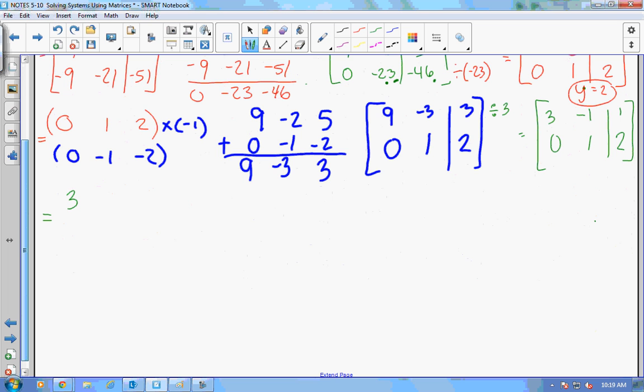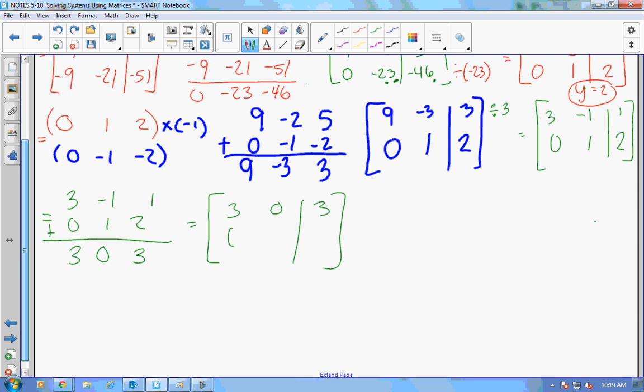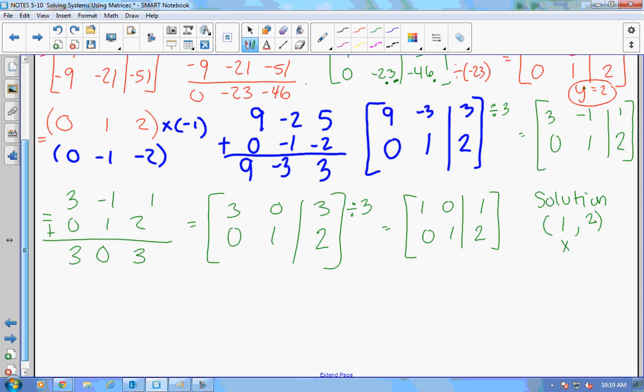Okay, so I'm going to just add them up. We're going to get 3, 0, and 3. We're getting close. We're getting very close. 3, 0, and 3. And the bottom stays the same. Now divide by 3, and I believe we are done. 1, 0, 1, 0, 1, 2. It is a lot of work. So our solution is a point. 1, 2. Where the x is 1, the y is 2.